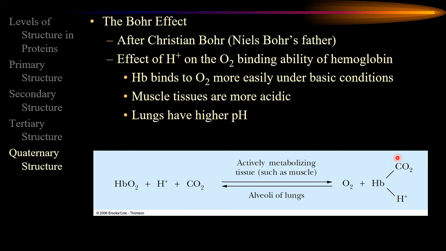Then the protonated hemoglobin that also carries carbon dioxide travels through the circulatory system and goes back to the lungs, and there the hydrogen ion is released because the conditions are less acidic, so the protonation of the hemoglobin becomes less favored. The hemoglobin then picks up another molecule of oxygen, and the cycle just continues.